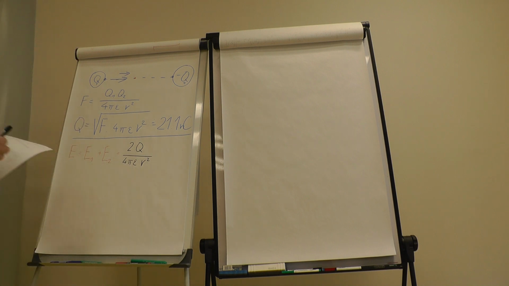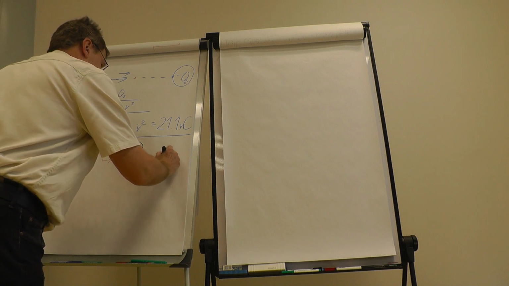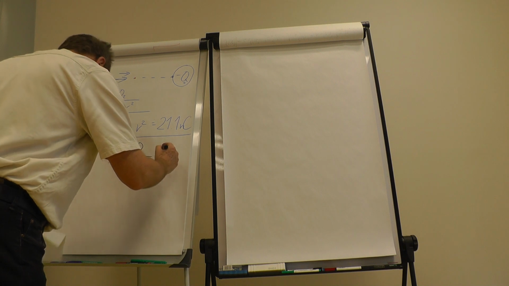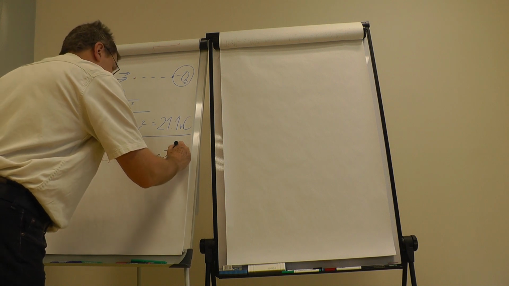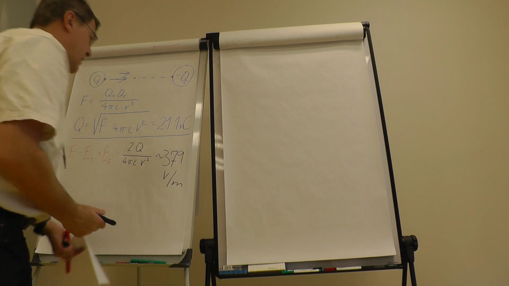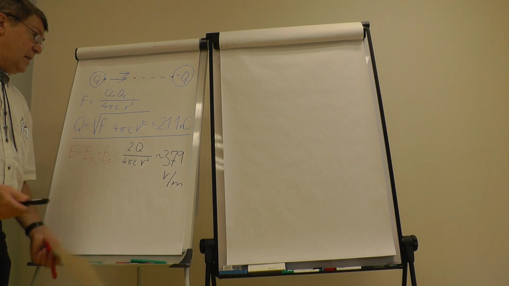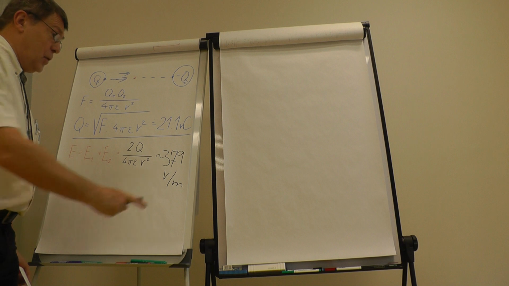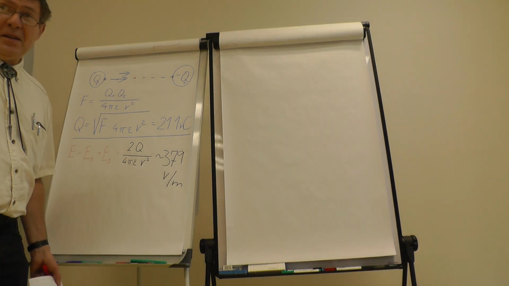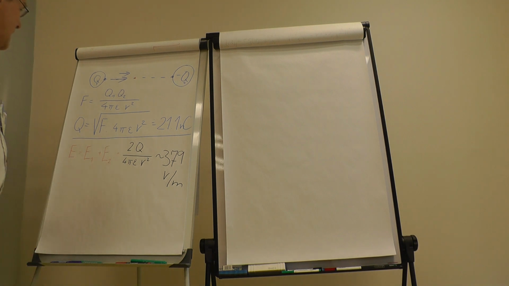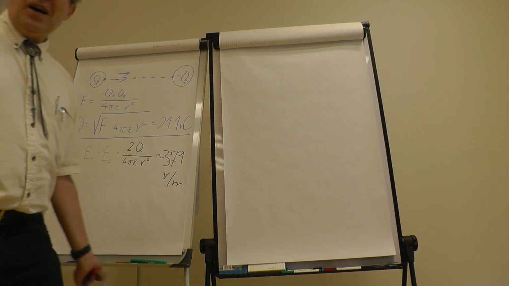And this produces our result, which would be around 379 volts per meter. Just to be on the safe side, the unit for field strength is volt per meter, not Newton per Coulomb. And that completes the solution of the first task.